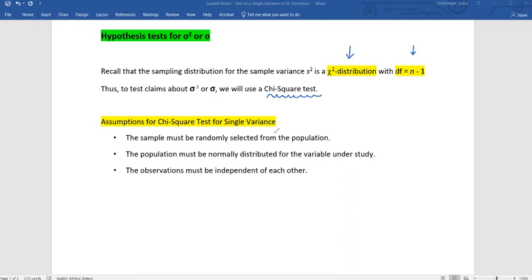Assumptions for the chi-square test for a single variance. The sample must be randomly selected from the population. The population must be normally distributed for the variable under study, and the observations must be independent of each other.